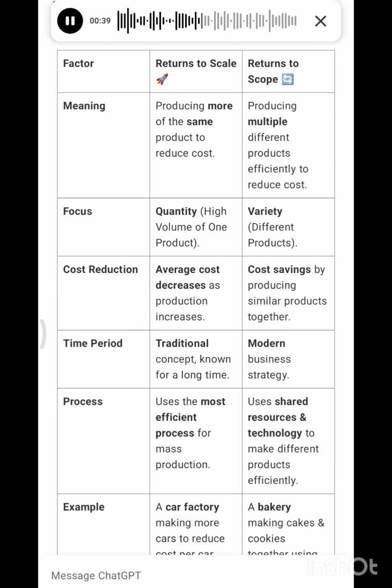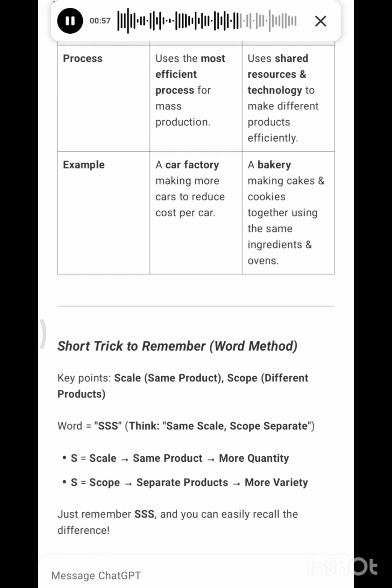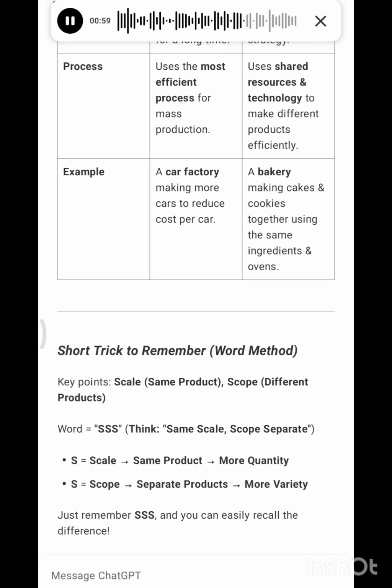Time period: traditional concept known for a long time; modern business strategy. Process: uses the most efficient process for mass production; uses shared resources and technology to make different products efficiently. Example: a car factory making more cars to reduce cost per car; a bakery making cakes and cookies together using the same ingredients and ovens.